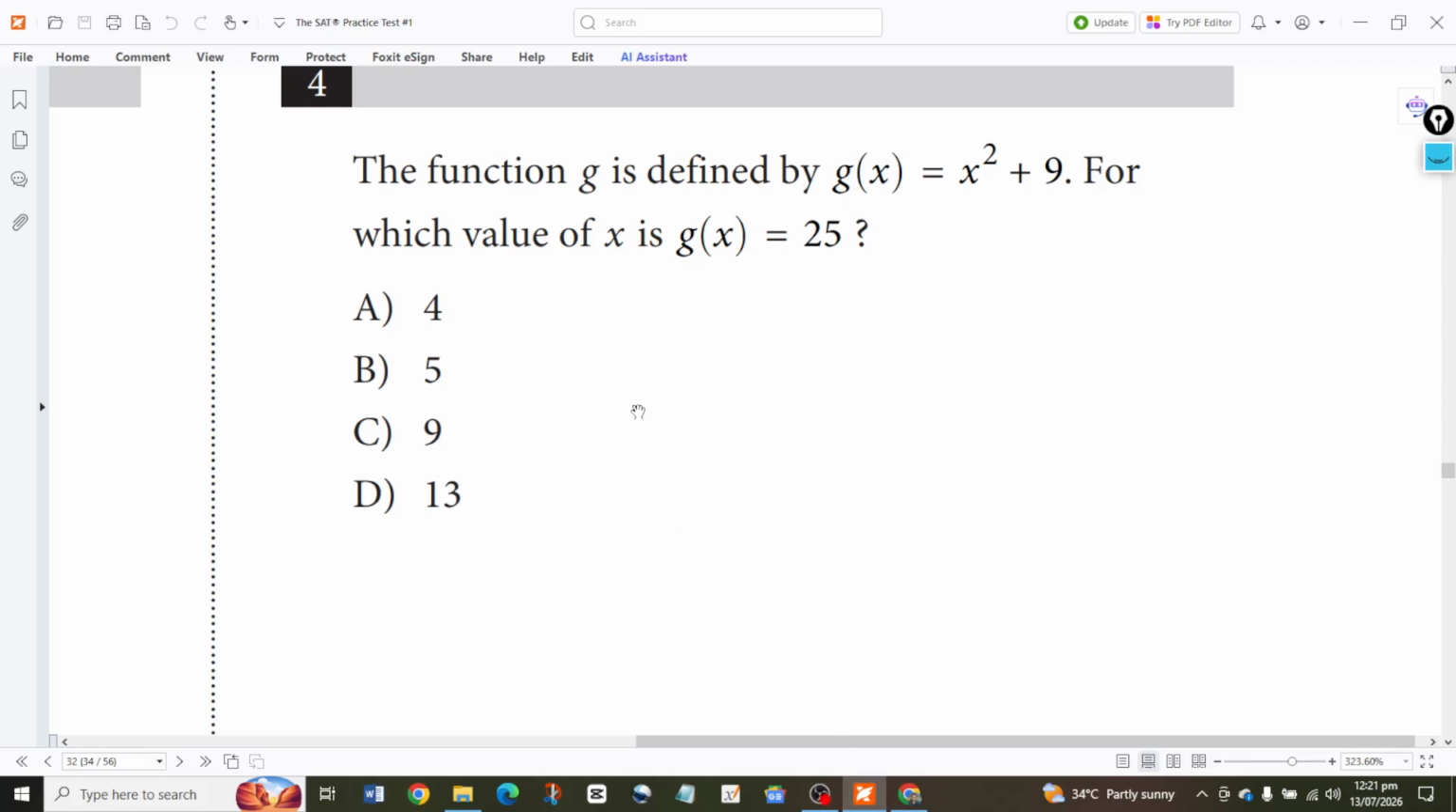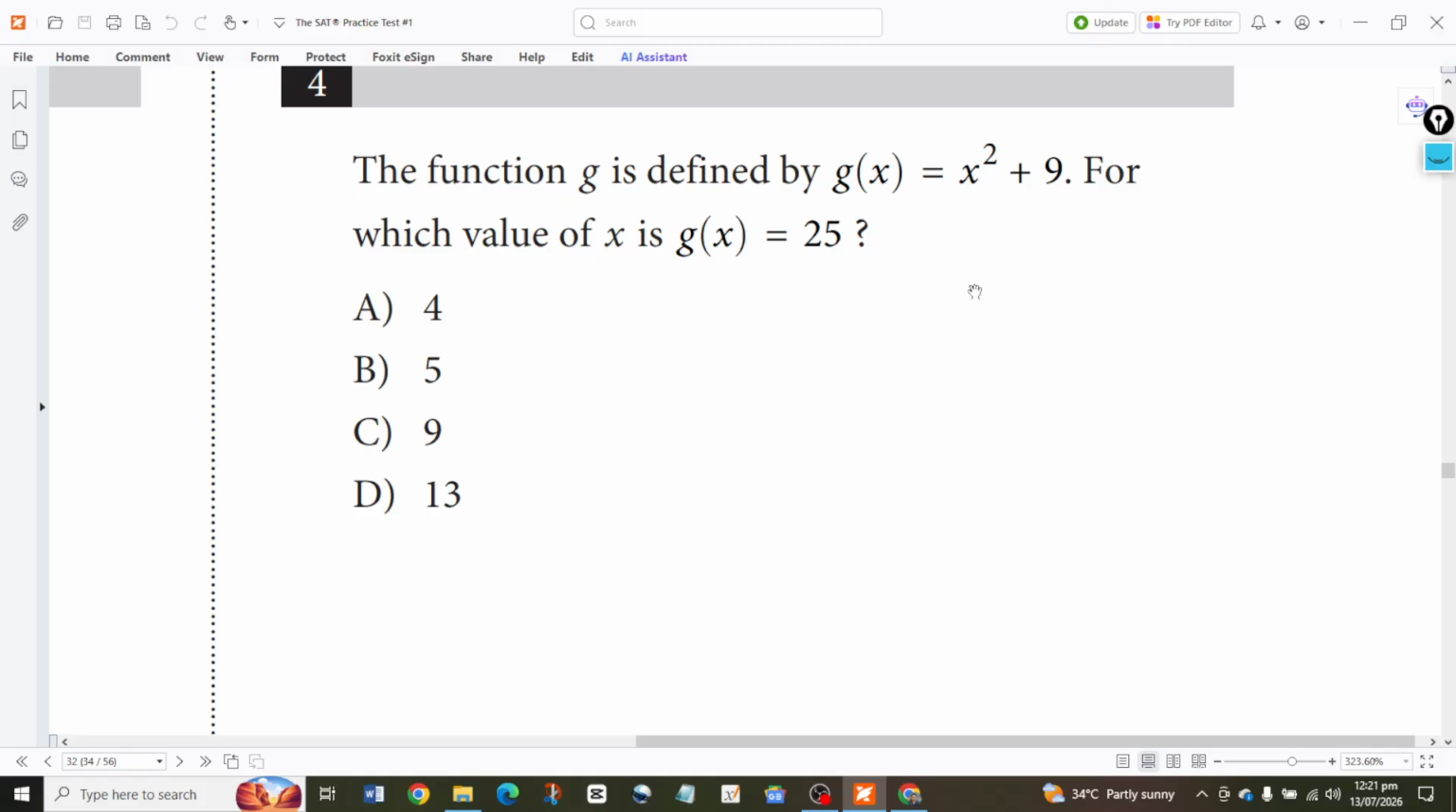Let's try this question using Desmos. The function g is defined by g(x) equals x squared plus 9. For which value of x is g(x) equal to 25? So we are going to plug in both these functions in Desmos and see which one is the value of x.